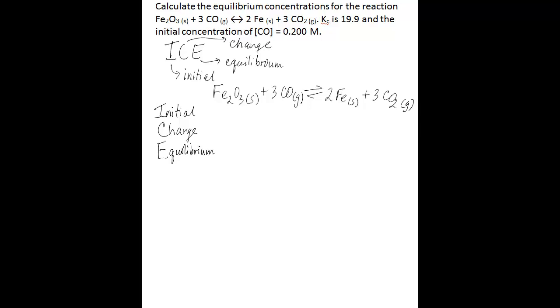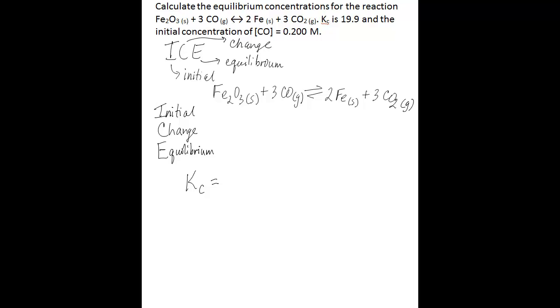So you're given Kc for this problem because what you're ultimately going to do is use that Kc value, which in this case is 19.9, to help you solve for the equilibrium concentrations of the products and reactants. So one of the first things you want to do then, after you write your ICE table, is to write your equilibrium equation. So in this case, the equilibrium equation is going to be Kc is equal to products over reactants.